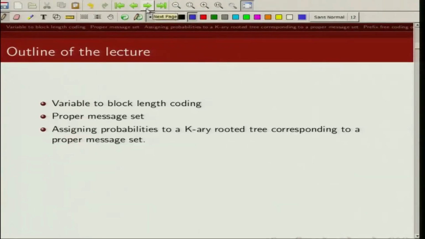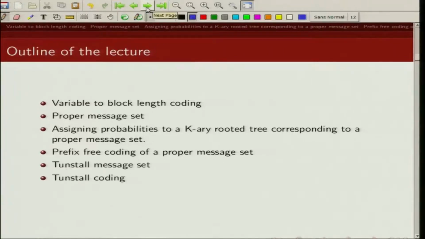We'll describe what we mean by a source parser known as a proper message set, and then we will talk about how we assign probabilities to a rooted tree. This we will use to obtain bounds on expected code word length. We will also talk about how to do prefix free coding of a proper message set.